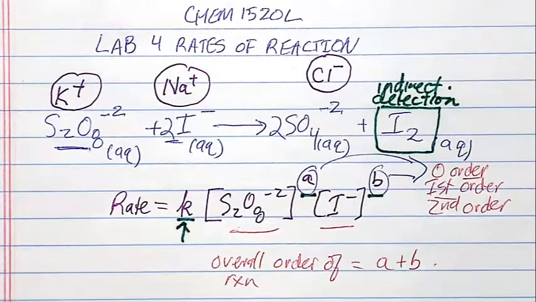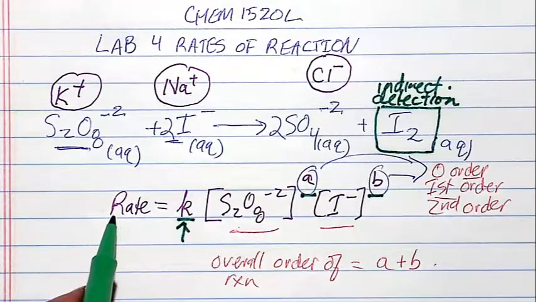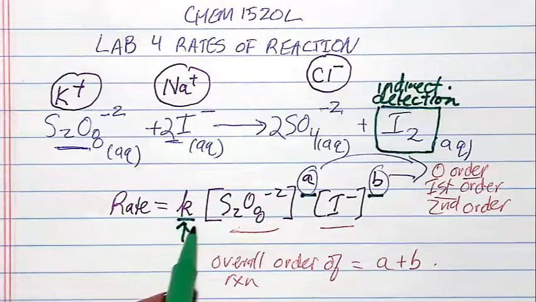So your job is to determine a and b, the orders of the reaction, and to determine the rate constant for that reaction. Be very cognizant of your units. Okay, this is concentration, this is concentration. Your rate is usually some concentration over time, so the k, when you solve for that, is going to have the appropriate units. So the units of the proportionality constant k are definitely going to vary.